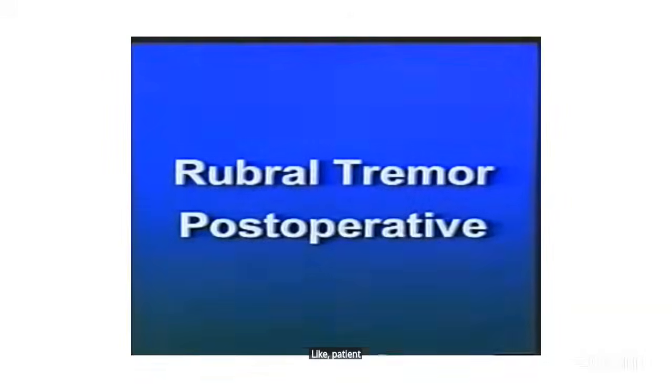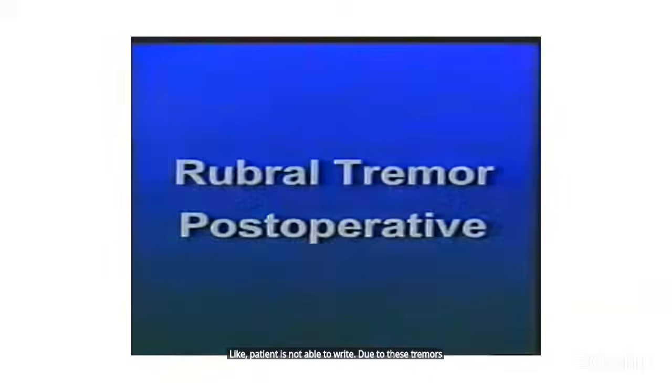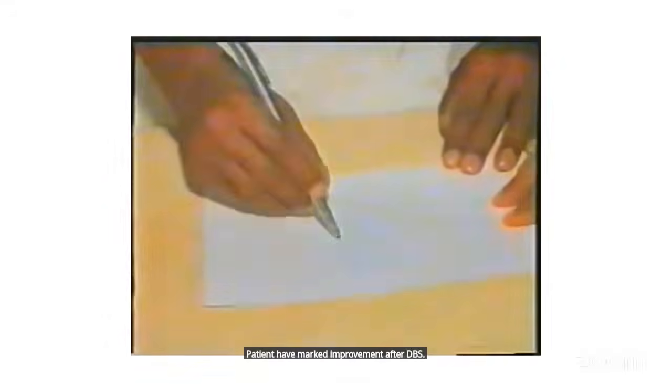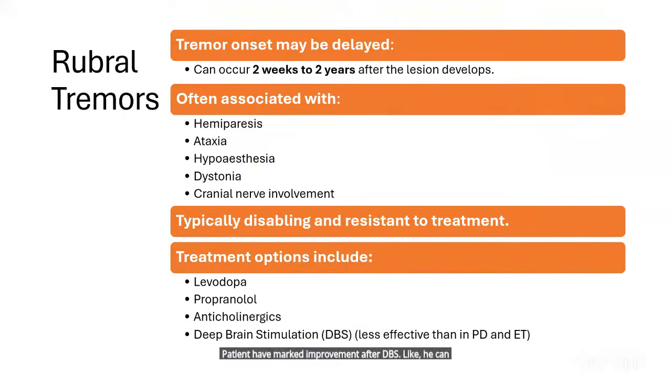Like here we can see irregular, very high amplitude tremors, which are also present at proximal joints. So these are the rubral tremors or Holmes tremors. Like the patient is not able to write due to these tremors. This was pre-operative, and this is post-operative. So the patient has marked improvement after DBS. Like he can make the Archimedes spiral also.